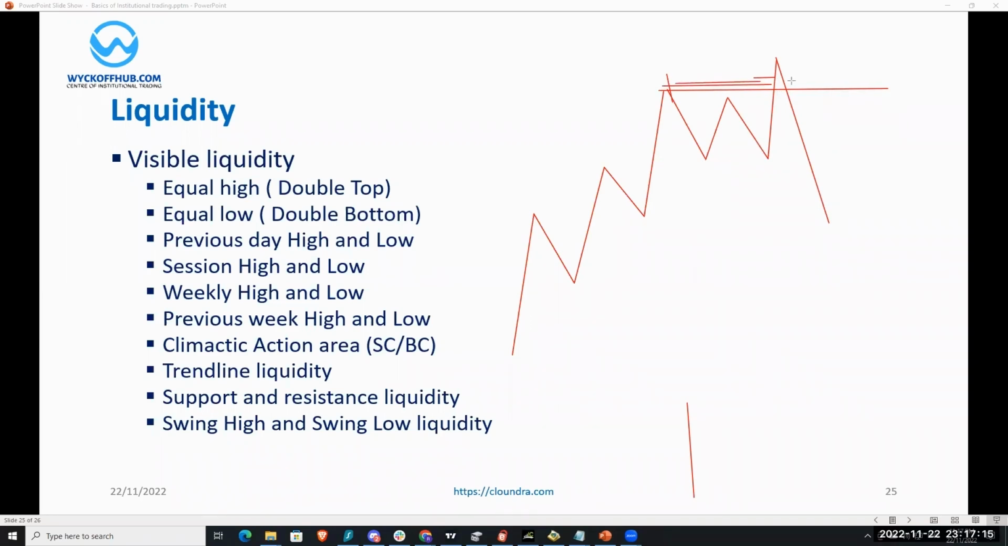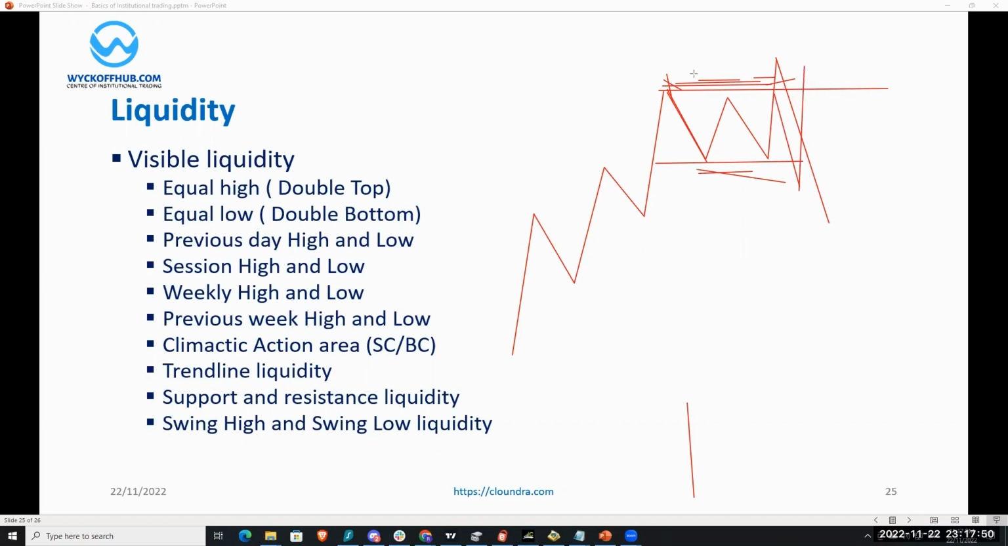So always remember, when you see a climactic action, and when you see the first reaction, which is the automatic reaction, you just simply draw a box around those areas, and see when the market actually tries to take the liquidity above or below. If it is a climactic action, definitely it will take the liquidity above first and then it will come down. Sometimes it can also happen that without taking this liquidity up, it takes the lower liquidity and then goes up and takes the other liquidity.